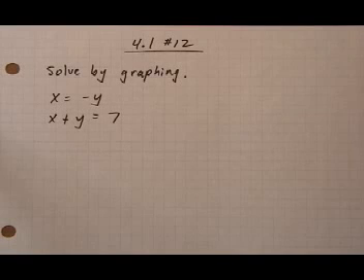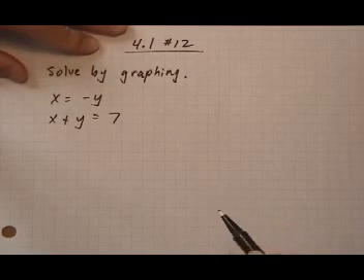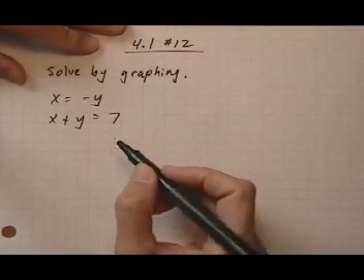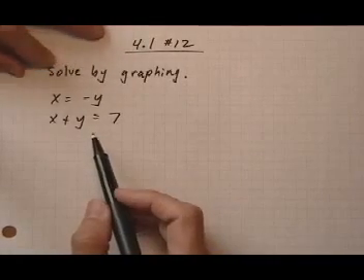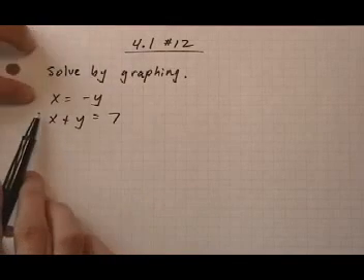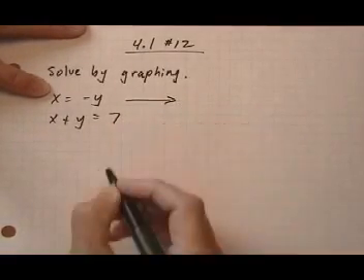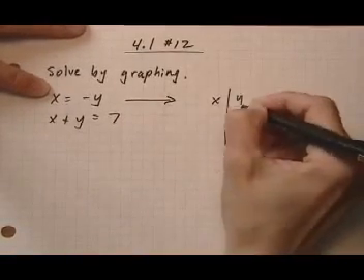4.1, number 12. Here we want to solve the system by graphing, just like the last two problems we did. I couldn't figure out how to get rid of the feedback, so sorry about the funky noise, but hopefully it works out okay. So first we have x equals minus y, and then x plus y equals 7. And as usual, we're going to find points to graph for each one of these.